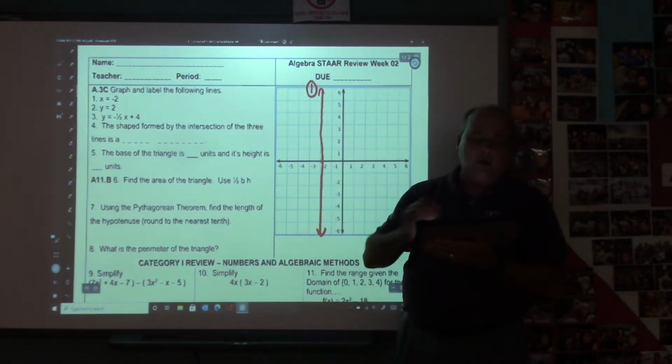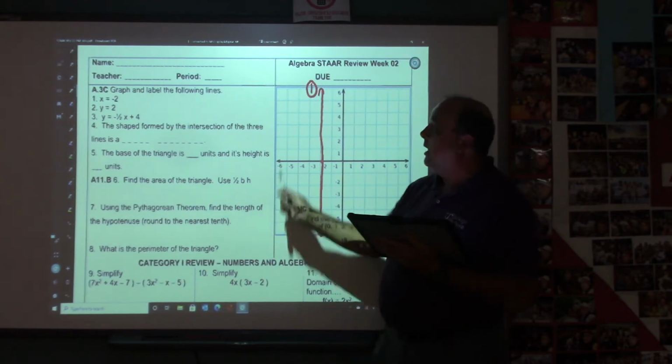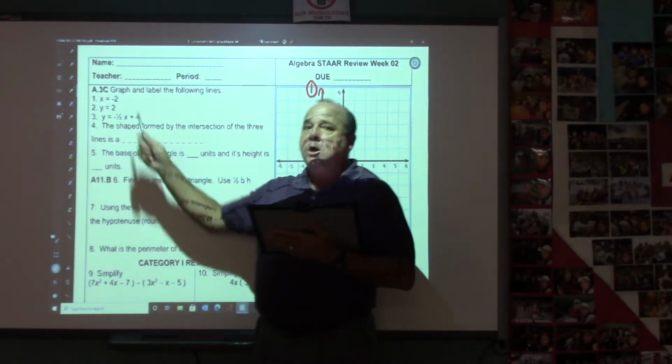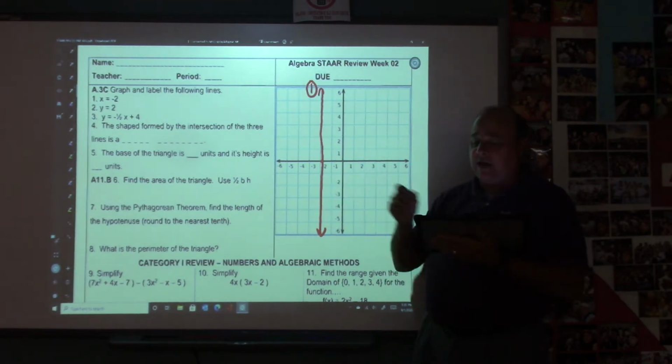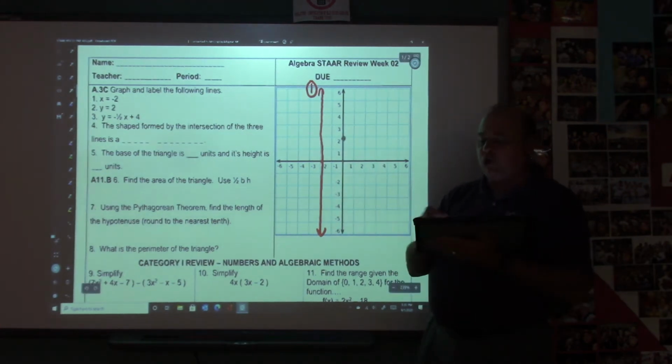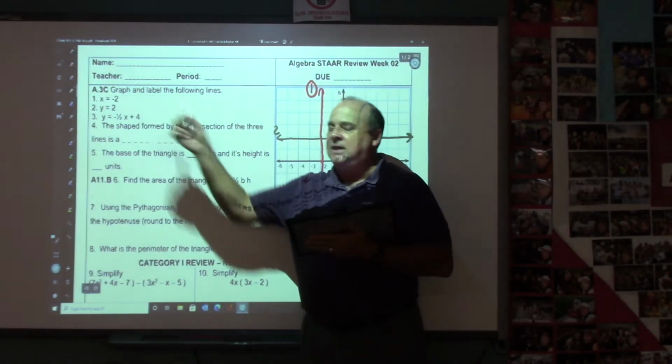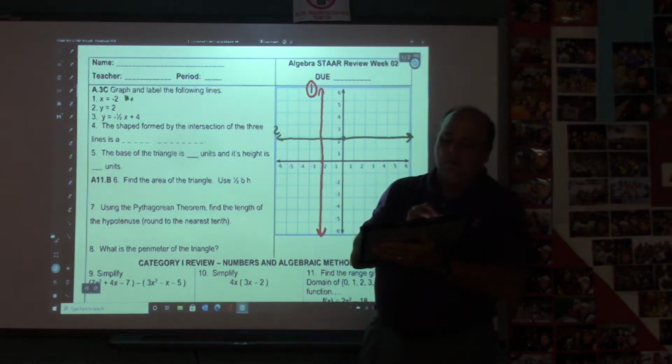I'm going to change colors because I have more power. And then I'm going to graph y equal 2. To graph y equal 2, it's only going to go through y. It will never cross x. So it's going to go through y at 2 and be horizontal. You did this last week. So if you have an x equal line, it is vertical. If you have a y equal line, it is horizontal.